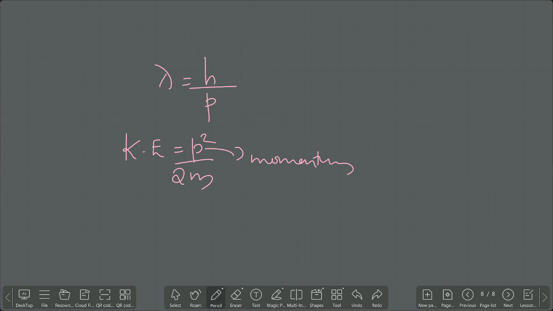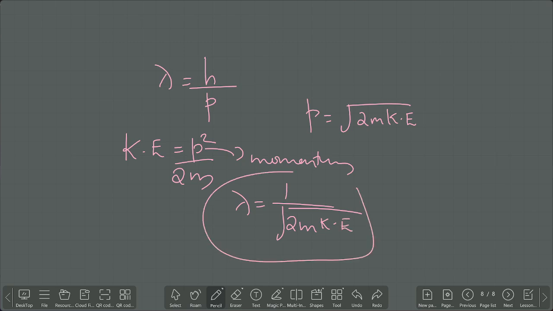Okay, now from that you can write P is equal to root 2m kinetic energy. Okay, substitute here, what you will get? Lambda is equal to h by root 2m kinetic energy. This is one of the equation you can use for problem. Lambda is equal to what? H by root 2m kinetic energy.